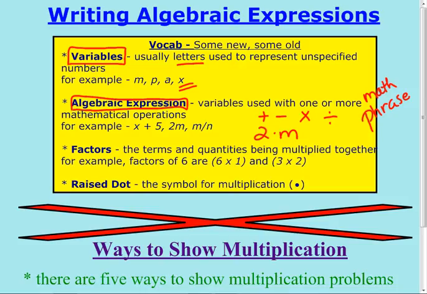Factors are numbers you multiply together. The terms and quantities being multiplied together. We've seen this word, factors of 6 are 6 and 1, and 3 and 2. Those are numbers you multiply together. We call it a raised dot. It's like this, 3 times 2, that's a raised dot. 3.2 is a decimal point.